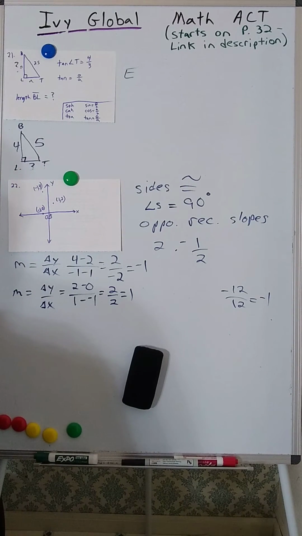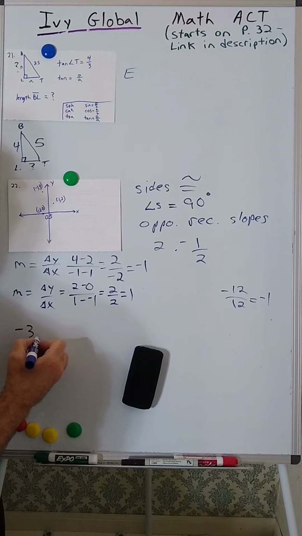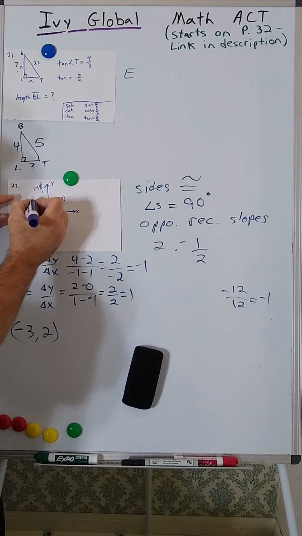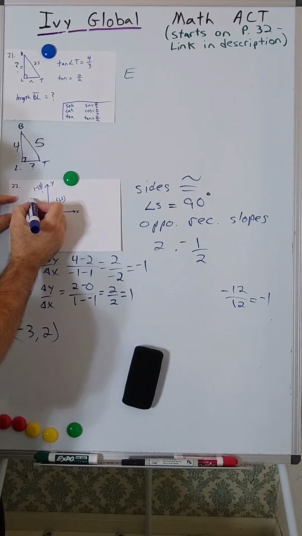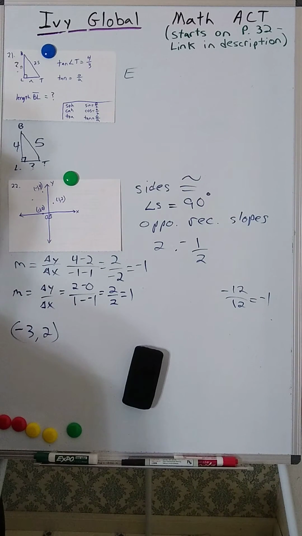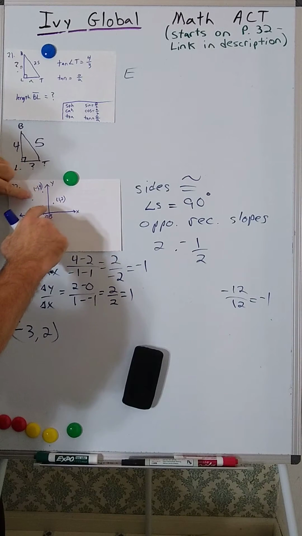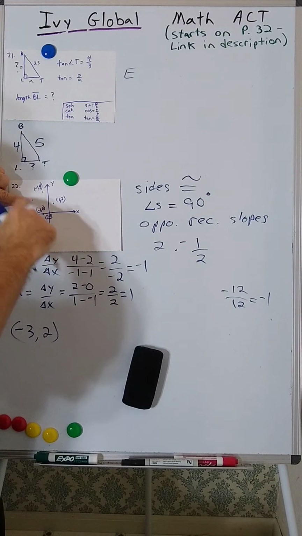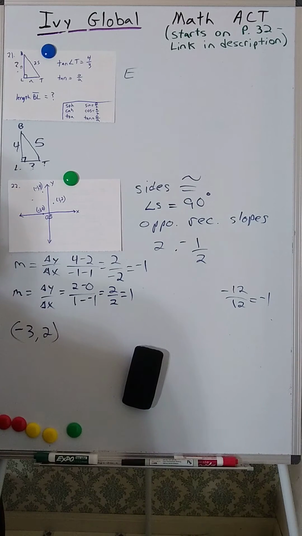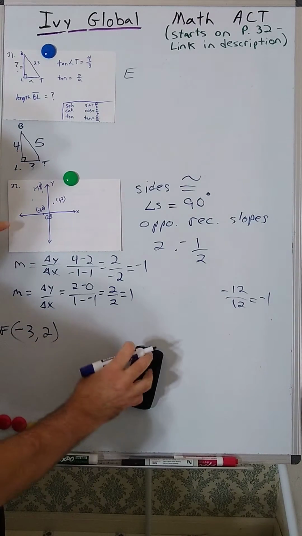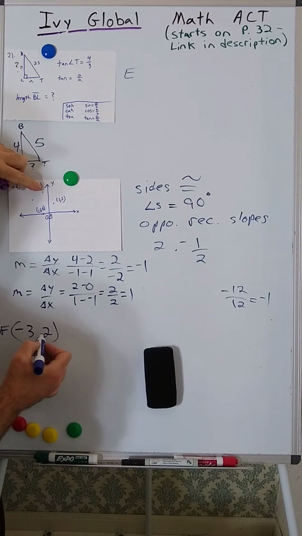So let's say we pick the first one, okay, negative 3, 2. So let's say we think this vertex, which looks like it'll be right around here, is negative 3, 2. Okay, so that means the slope between this point and this point must be 1, and the slope between this point and this point must be negative 1. And this is choice F. All right, so let's find the slope between these 2 points.